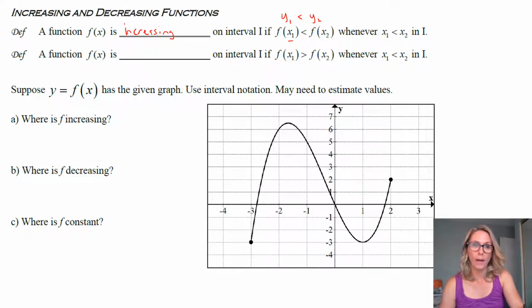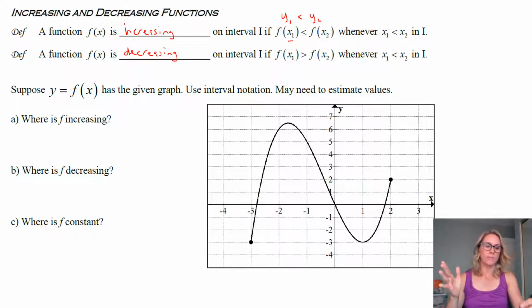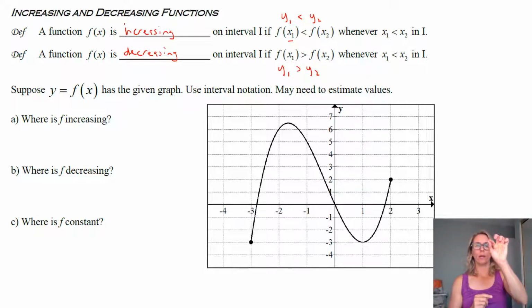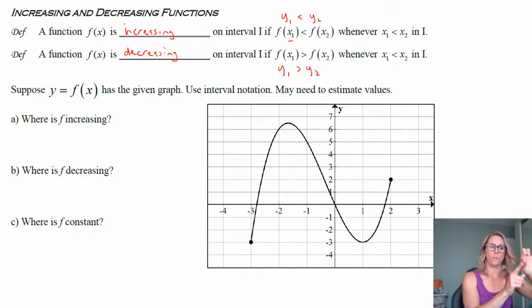Conversely, we have that the function could be decreasing. And that's simply the opposite, that your y1 needs to be greater than your y2. So if you have some point here, x1, y1, then the next point at x2 is going to have a y2 that is smaller than the y1. So it just means that the function's going down, that the y values are getting smaller as the x's are getting bigger. That's all.